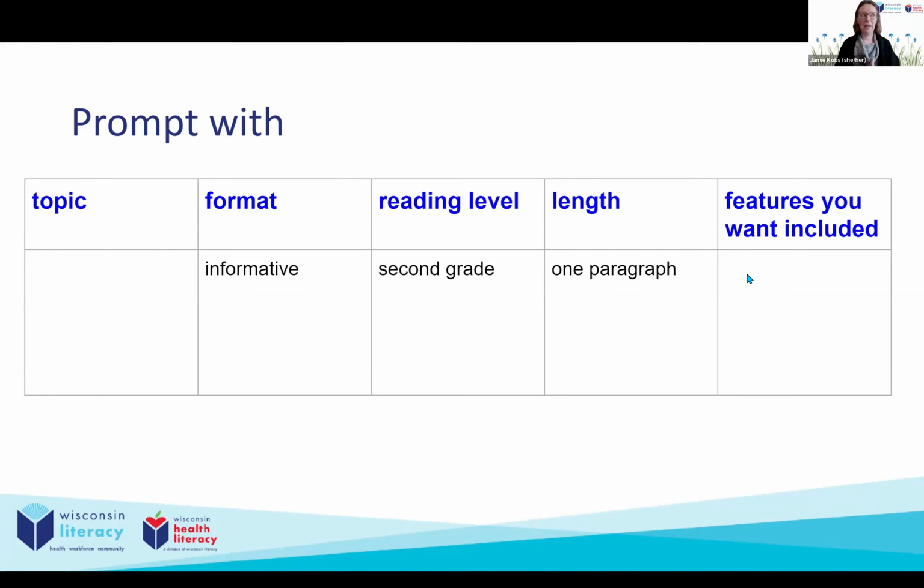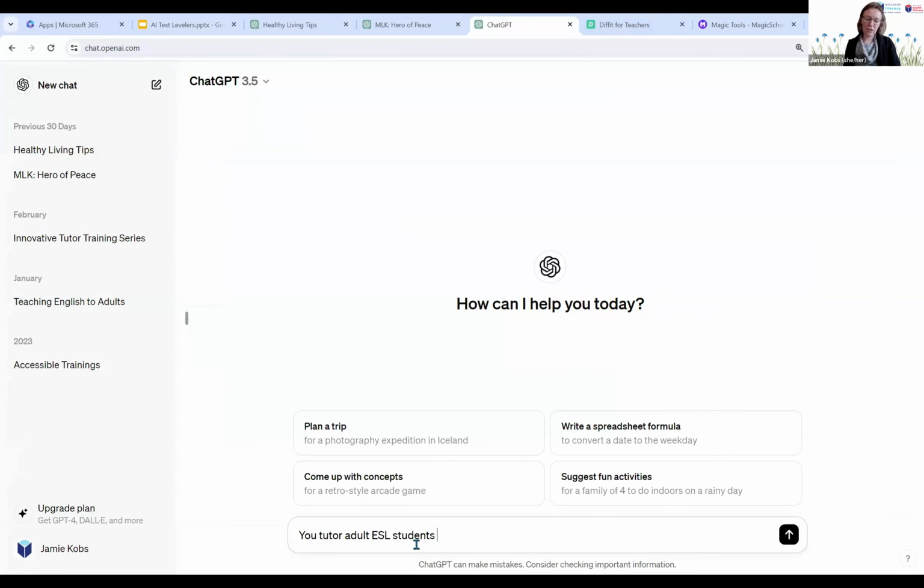So you saw with my Martin Luther King Jr. prompt that I asked for quotes. You can ask it to include specific vocabulary. You can ask it to make a bulleted list at some point. Are there any features we know we want to include in a text about making a doctor's appointment? So I'm going to write here in ChatGPT, you tutor adult ESL students.